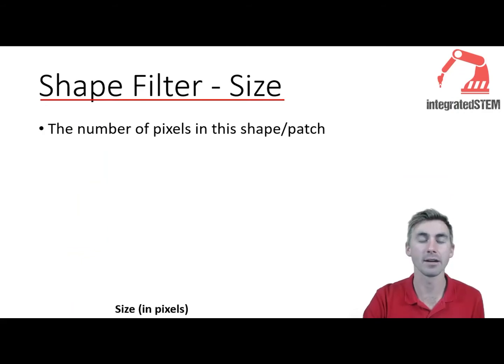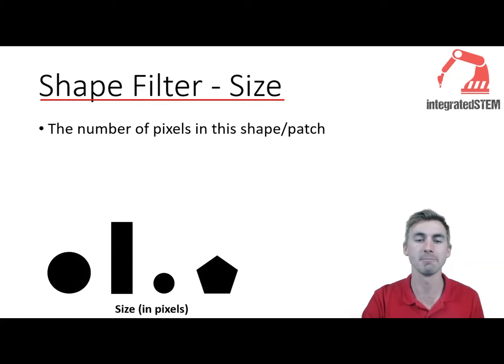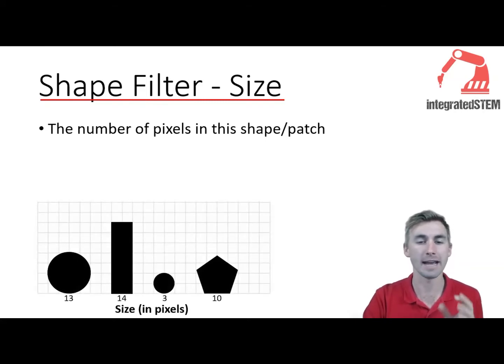Now before we start, there are two types of shape filters. One is size and one is circularity. Talking about size is essentially the number of pixels in this shape. Now I've put some shapes here below, and I've put a checkered board behind this to symbolize how many pixels each of these shapes are. You can see that this one is 13, 14, 3, and 10.